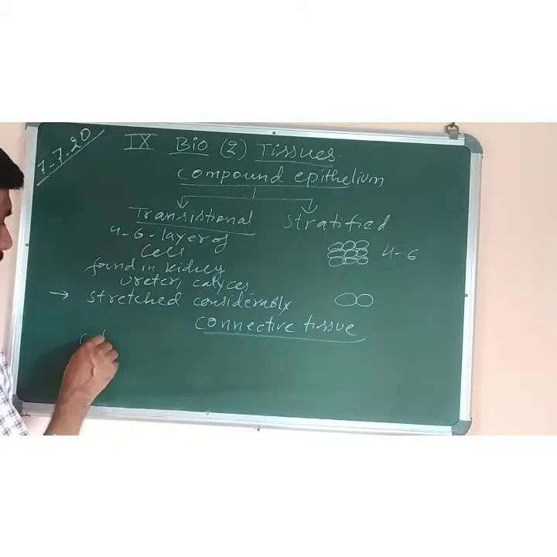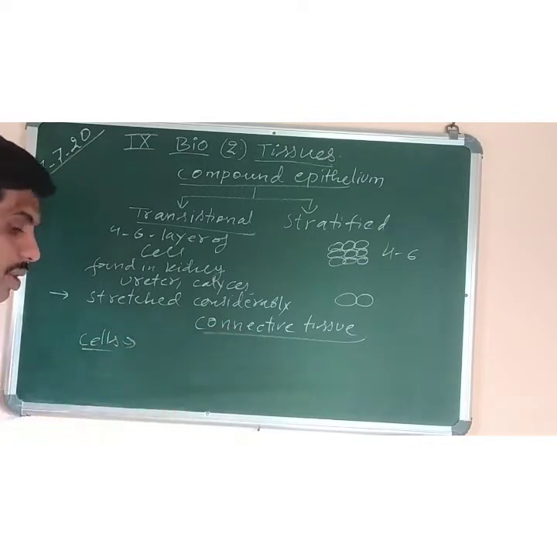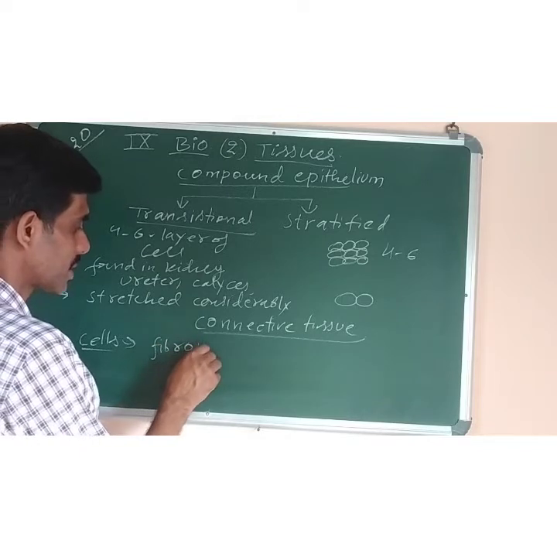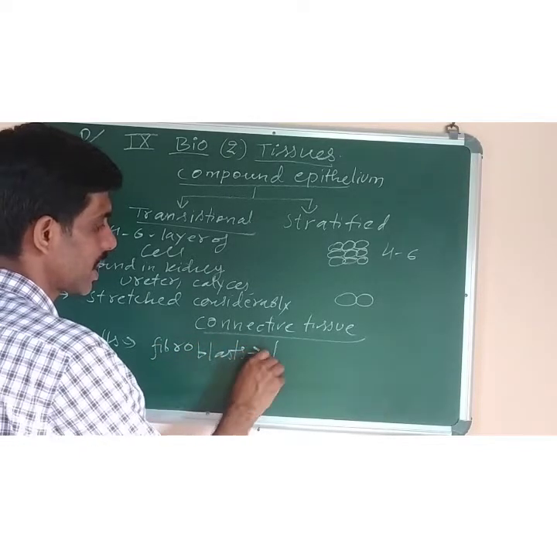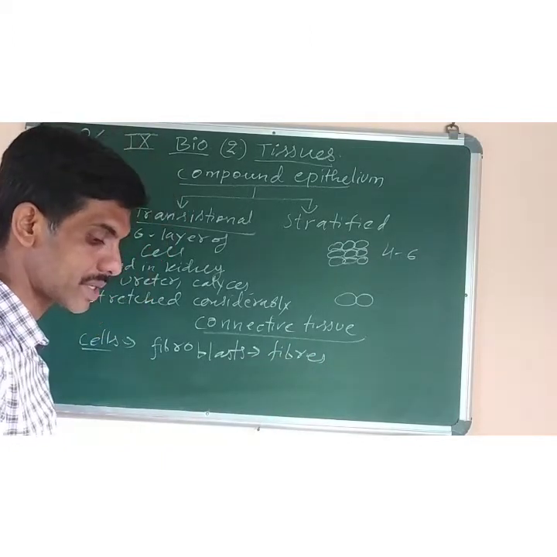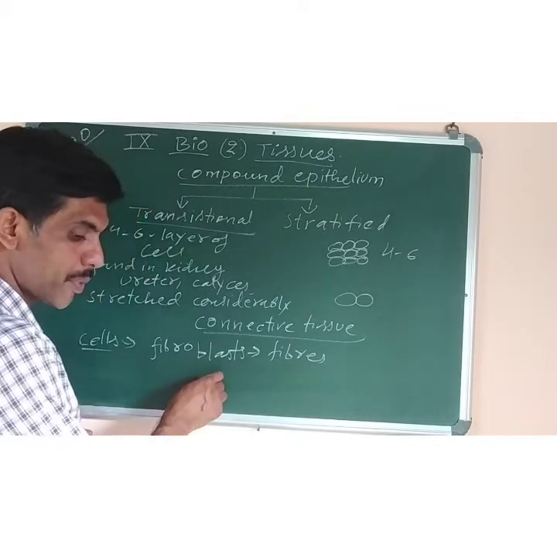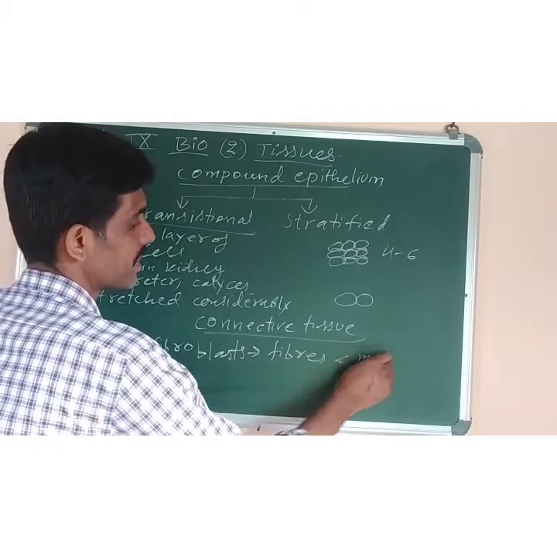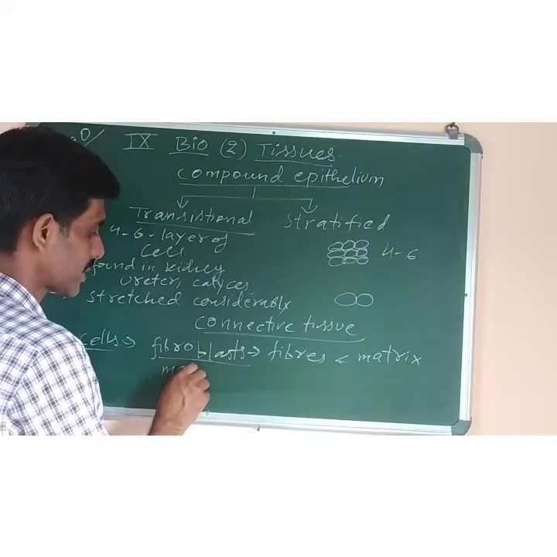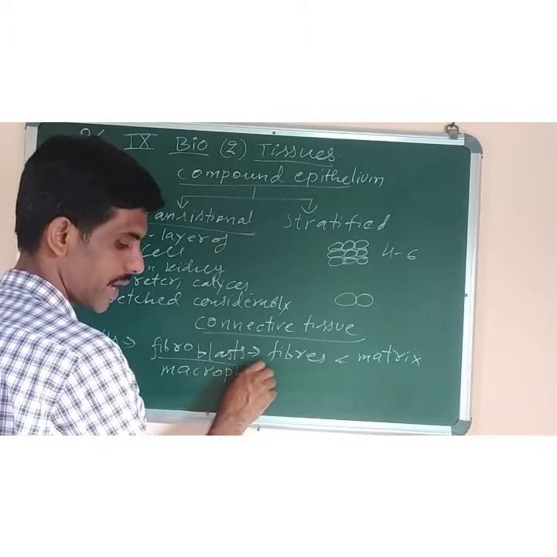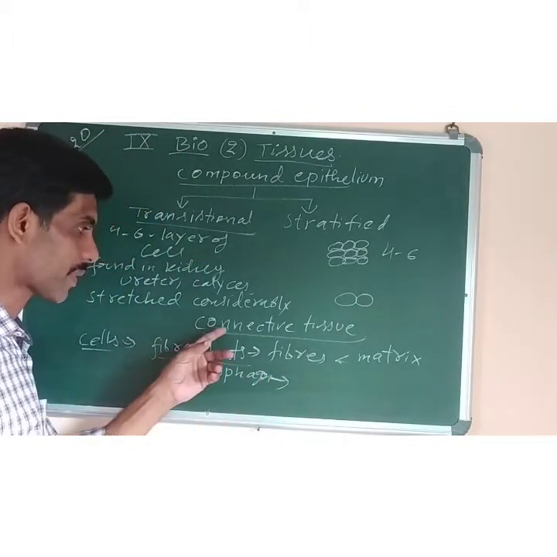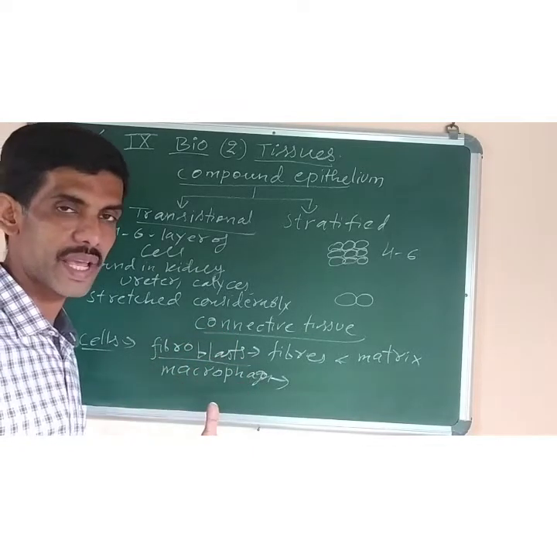Now next we have the cells. So what are the different types of cells found in the connective tissue? Number 1 is fibroblast. So what is the function of fibroblast? It helps in the formation of fibers. Two types of fibers are there, collagen fibers and elastic fibers. They produce fibers as well as matrix. Matrix is the ground substance present around the cells. Then number 2, macrophages. What is the function of macrophages? Macrophages are cells of connective tissue that are phagocytic in nature.